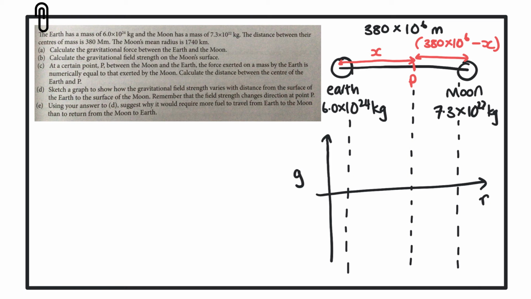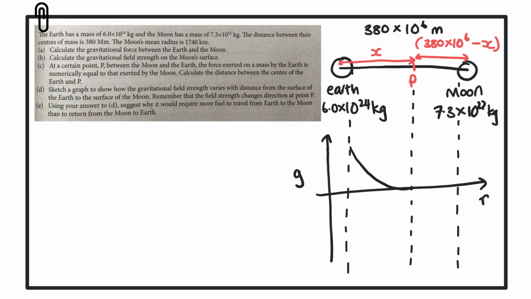So, starting from the surface of the Earth, we know that as we get further and further away from the surface of the Earth, the gravitational field strength will decrease. And it follows the inverse square law. So we're going to have an exponential decay curve here, starting from the surface of the Earth until it reaches point P. And as we've already discussed, at point P, the resultant gravitational field strength is 0. So we should have a decay curve that reaches the point 0.